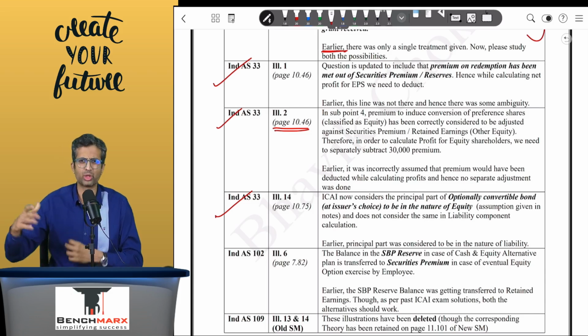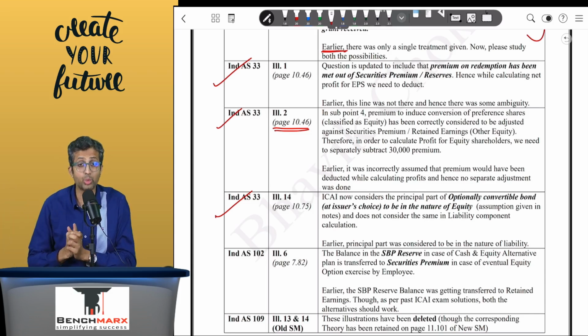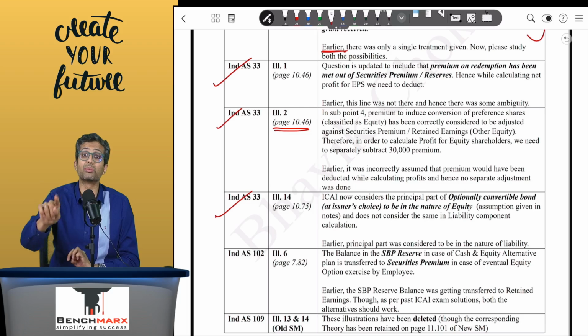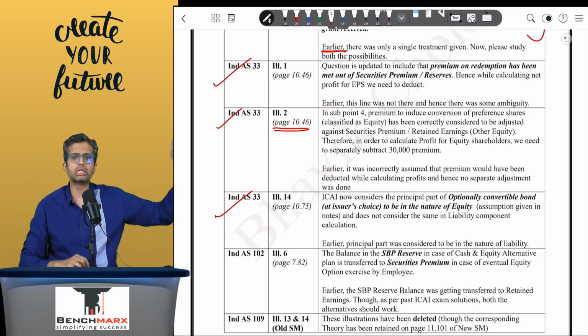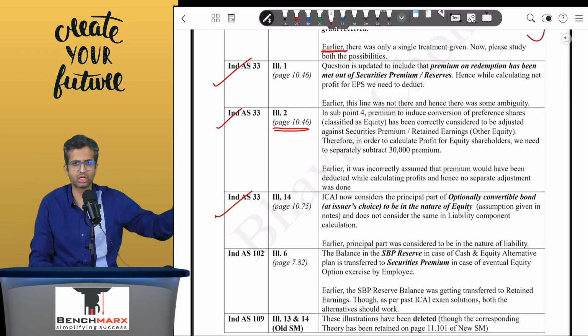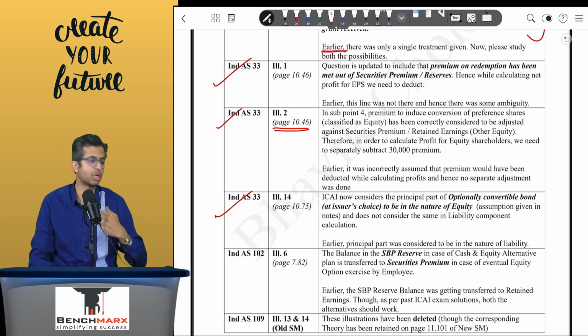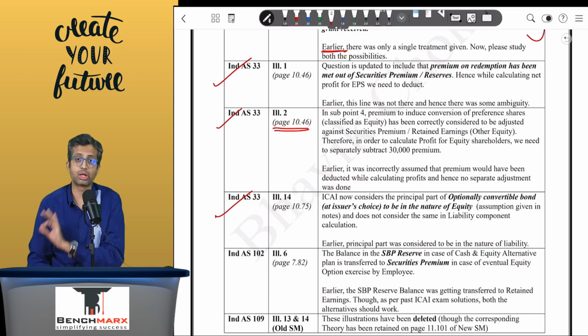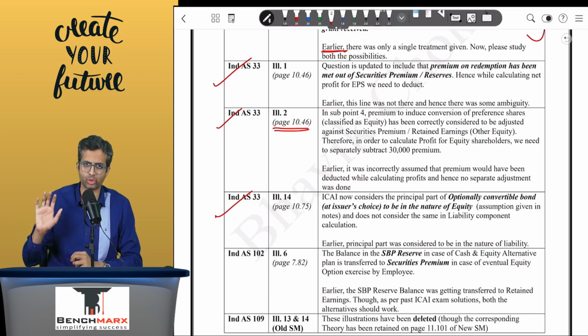Question 14 is also similar to question 14 or 15 of our material, where there is an optionally convertible bond, and it is optionally convertible at the issuer's choice. In general, in CFI, most of the sums that you have are either compulsorily convertible or optionally convertible at the holder's choice. This time around, it is optionally convertible but at the issuer's choice.